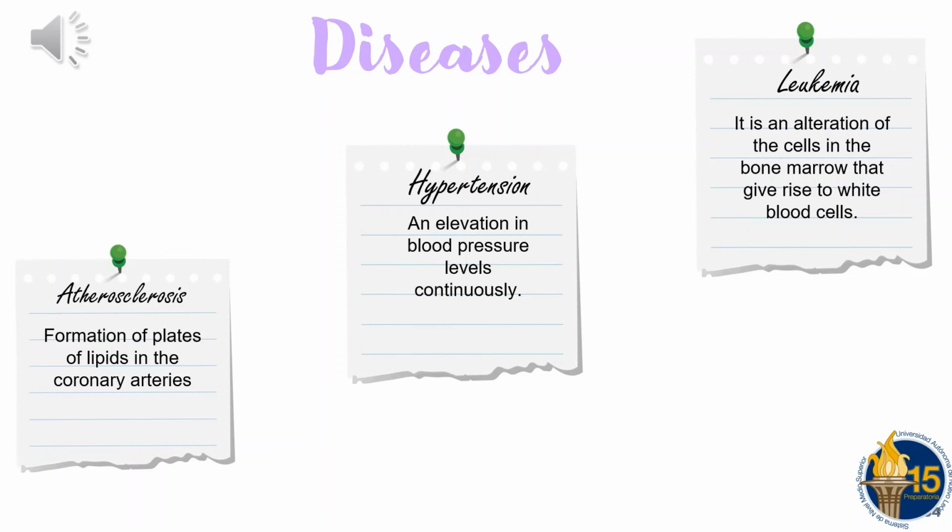As in the other systems that we learned, there are some diseases that can affect the circulatory system. For example, atherosclerosis is the formation of plaques of lipids in the interior of one or several coronary arteries. Hypertension is an elevation of blood pressure levels. The normal level of the pressure is 120/80. Leukemia is an alteration of the cells in the bone marrow that give rise to white blood cells.